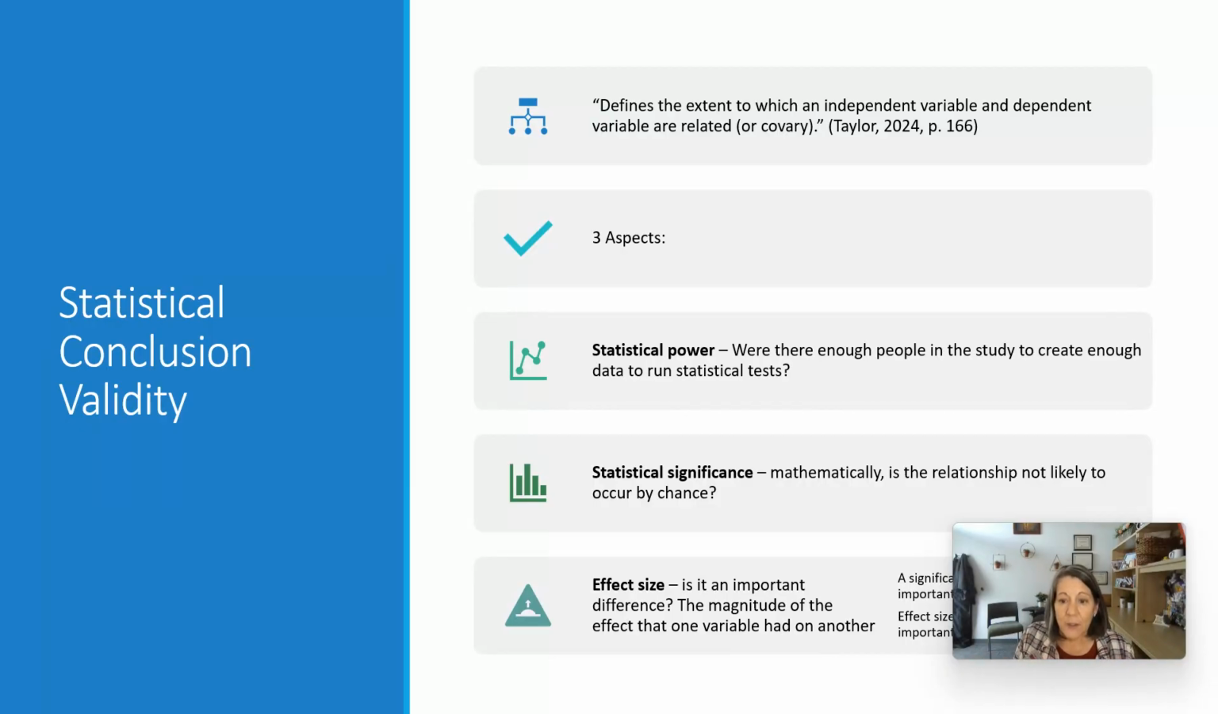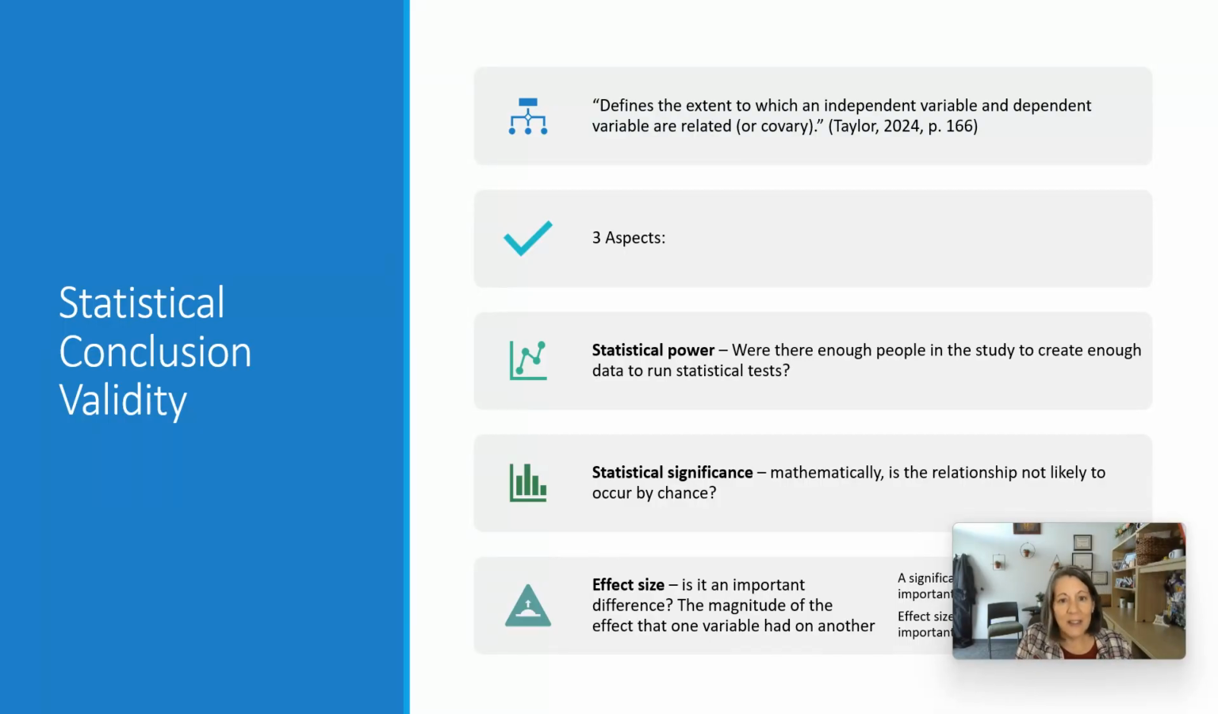3 aspects. First, statistical power. Did we get enough people in the study to adequately power the statistical tests? So in order to be able to crunch the numbers, you've got to have a large number of people. There are tests for that. We're actually going to learn how to do that next semester, but right now what you need to know is that statistical power is a thing. Is the study adequately powered means do we have enough data points, which often means did we have enough people to create those data points, right?